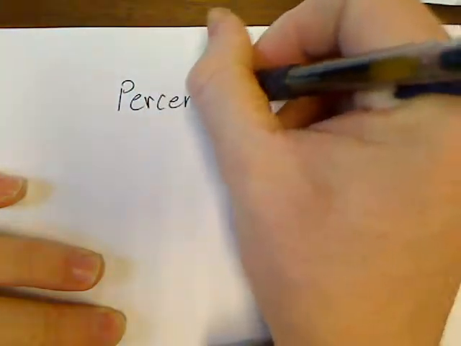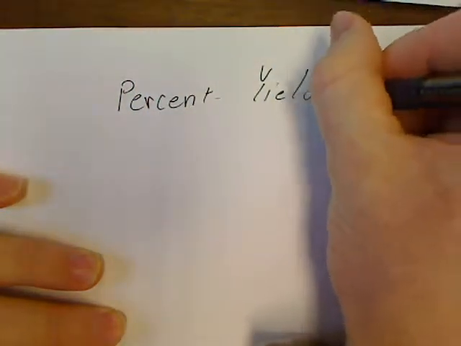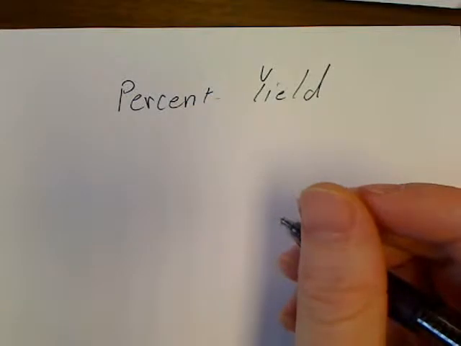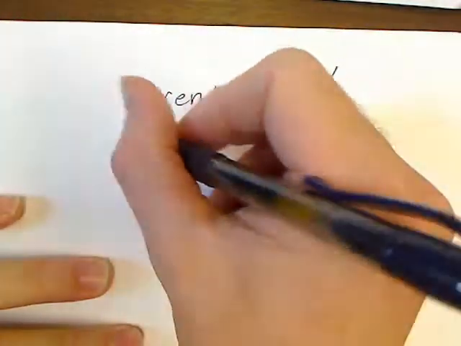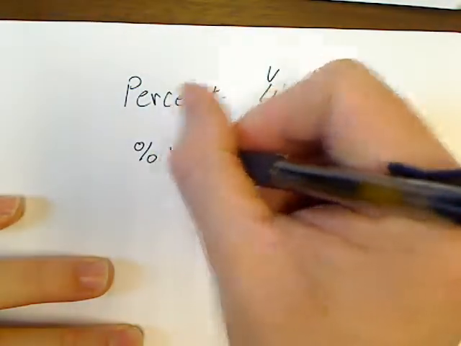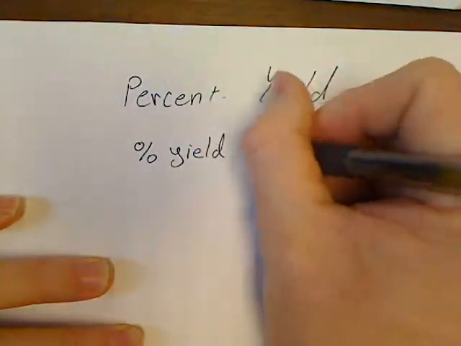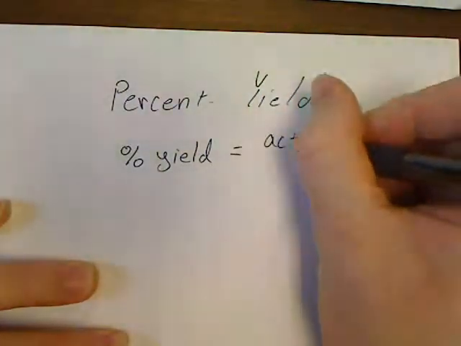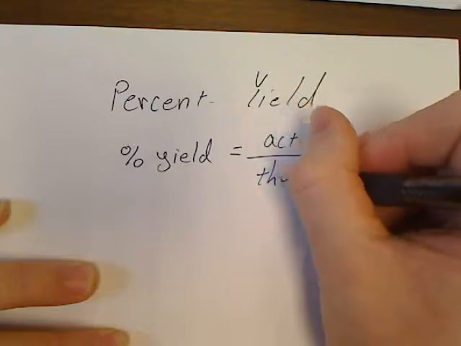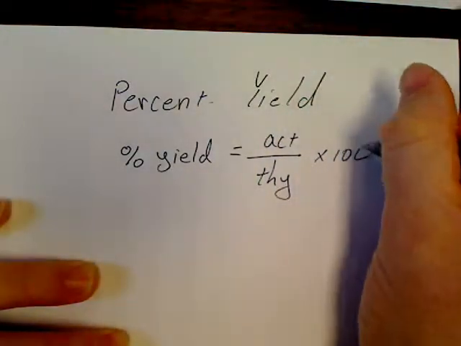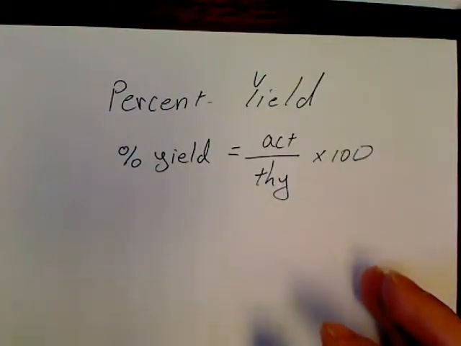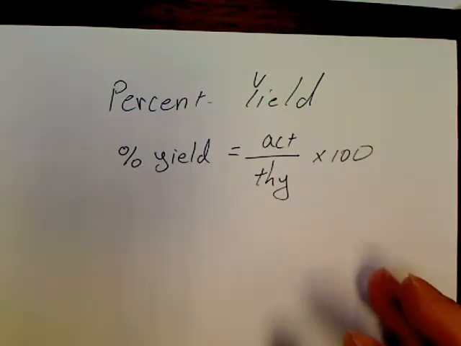So, percent yield, let's go ahead and start off the notes. I'll write a little bigger. So, percent yield, and there are going to be 3 types of percent yield questions. Now, there is an equation: percent yield equals, I like to write it this way, actual over theoretical times 100. That's your stock percent yield equation.